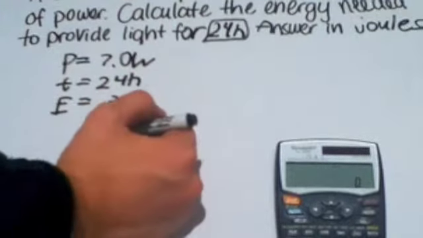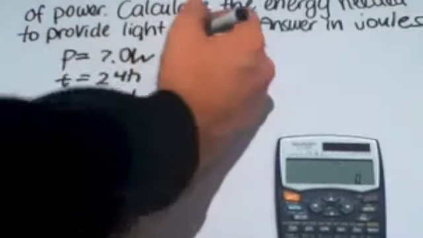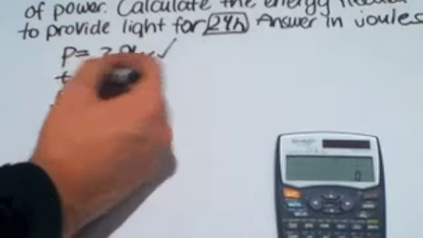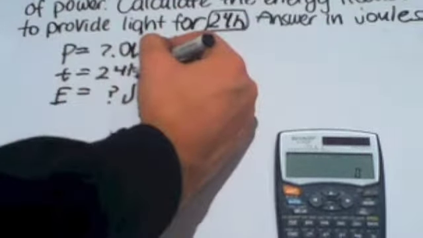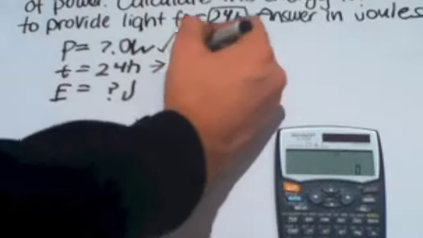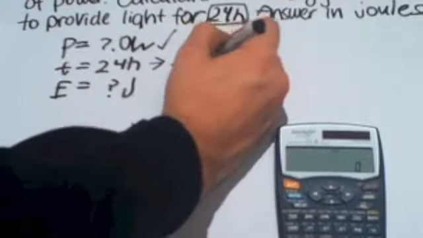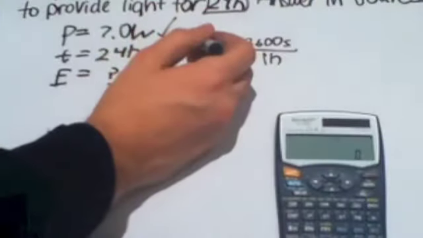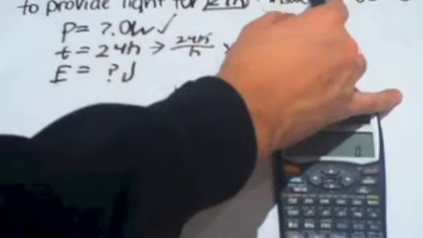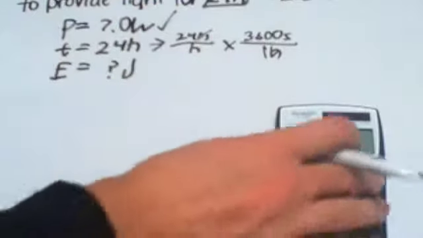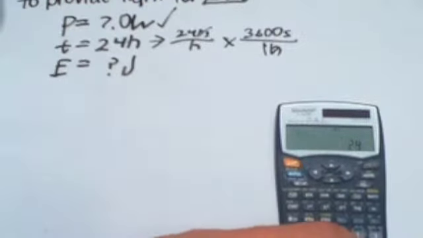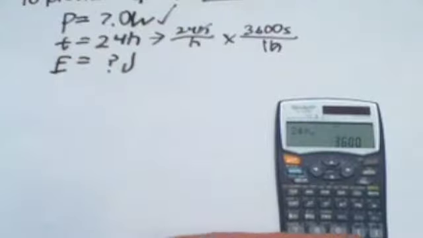We know that in the formula we want power in watts, so that's good. However, we want time in seconds, and it's currently 24 hours, so we want to convert that to seconds. So how we do this is by figuring out how many seconds are in an hour, and that's 3,600 seconds. So we can cross out the hours, and we can calculate 24 times 3,600 in the calculator. And after calculating this, we will get 86,400 seconds.